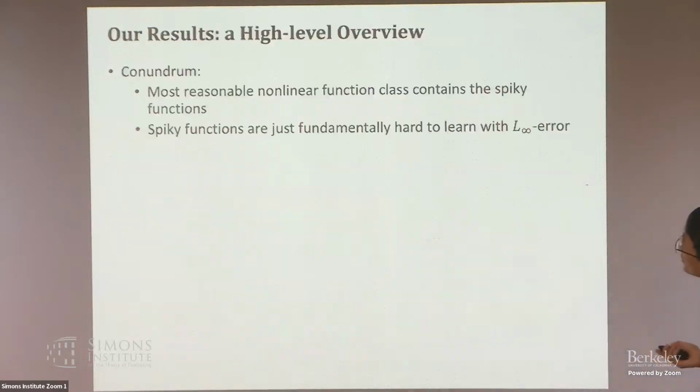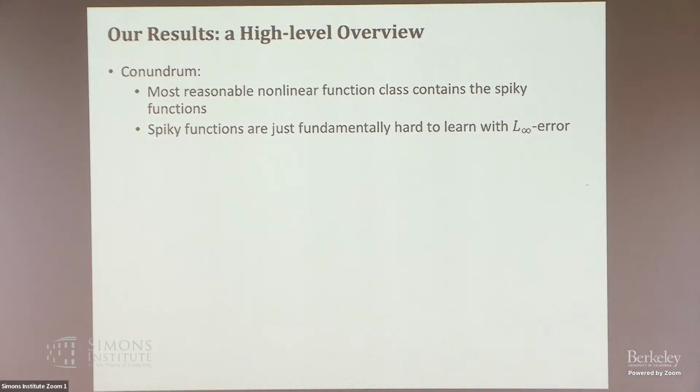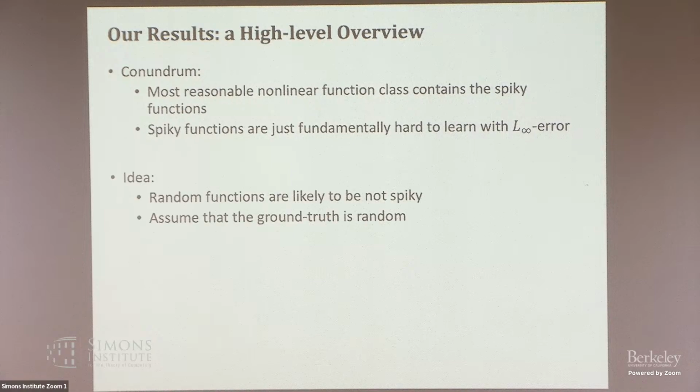So something like that. And I think basically the conundrum here is that, in my opinion, the real fundamental issue is that most reasonable nonlinear function classes contain the spiky functions: the RKHS, the neural networks with infinite width, and so on and so forth. And spiky functions just seem to be fundamentally hard to learn with L infinity error because you don't know where the spikes are.